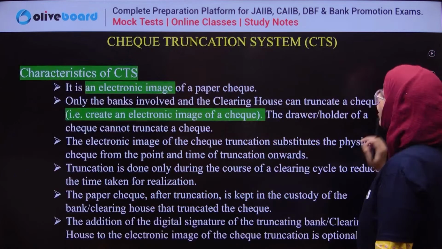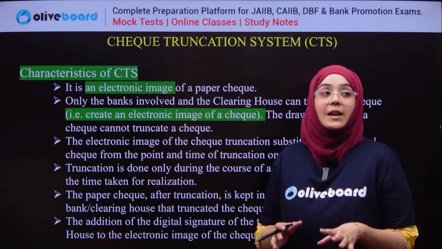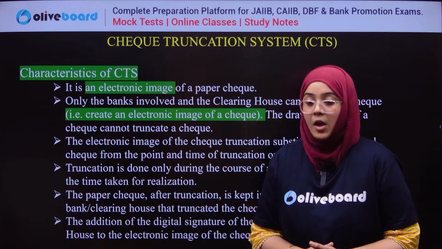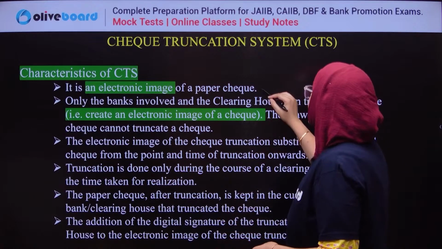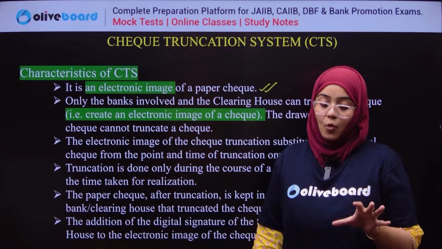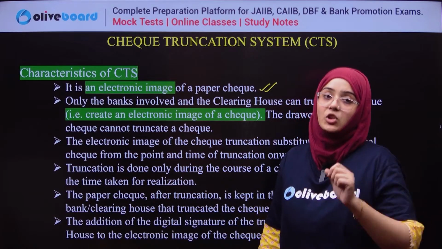Now, what are the characteristics of the check truncation system? First of all, it involves the electronic image of a paper check. The physical movement is not there; the electronic image of the paper check is there.